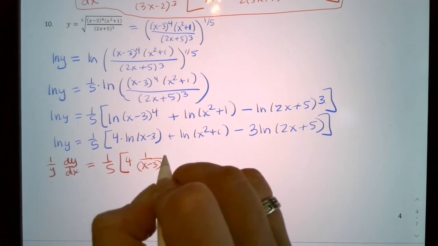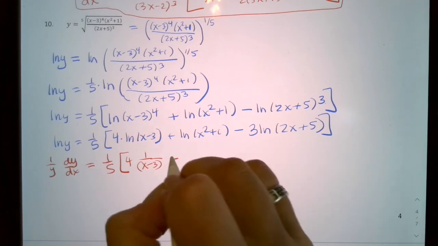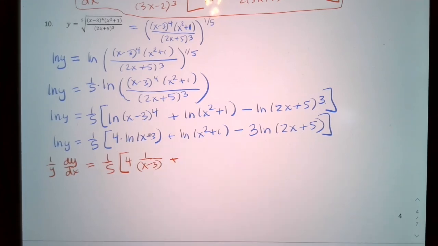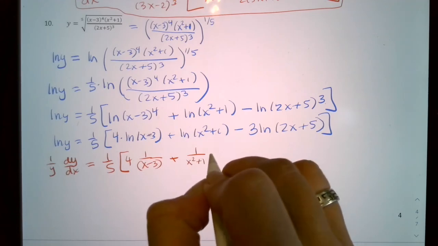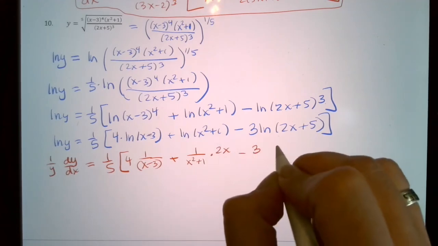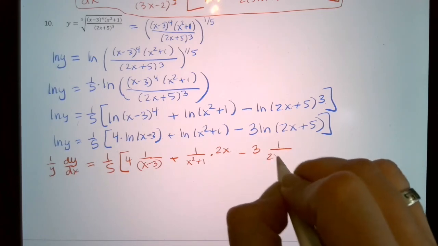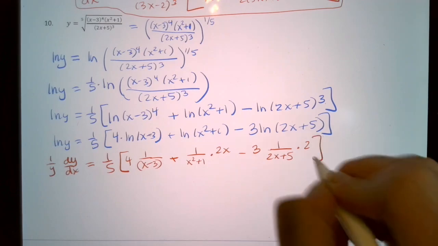And then I'll chain it. Oh, well, the derivative of x minus 3 is just 1, so I don't have to say anything. The derivative here of the natural log of x squared plus 1 is 1 over x squared plus 1. I do need to chain that with a 2x. And then the derivative of the natural log of 2x plus 5 is 1 over the quantity of 2x plus 5 times 2.